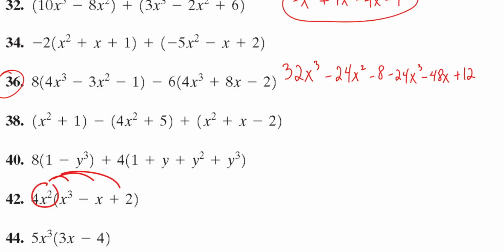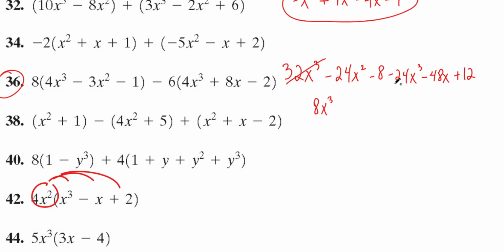We're not done yet. We've got to look to see if we have any like terms to add up. Start with the highest power first, descending order. Which one is the highest power here? The 3s, the cubes, right? So I got 32x cubed. What's the next one? Minus 24. 32 minus 24, what's that? 8? Is that right? It's 8x cubed.